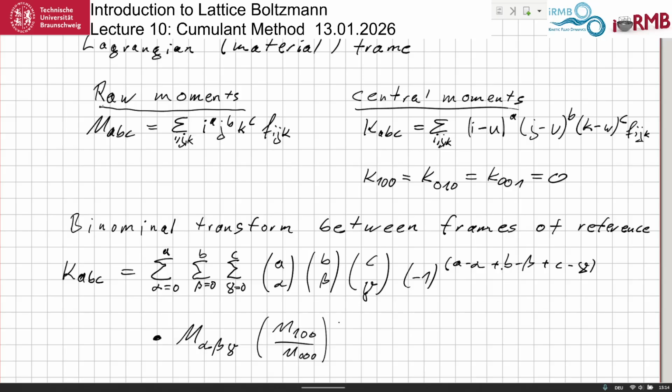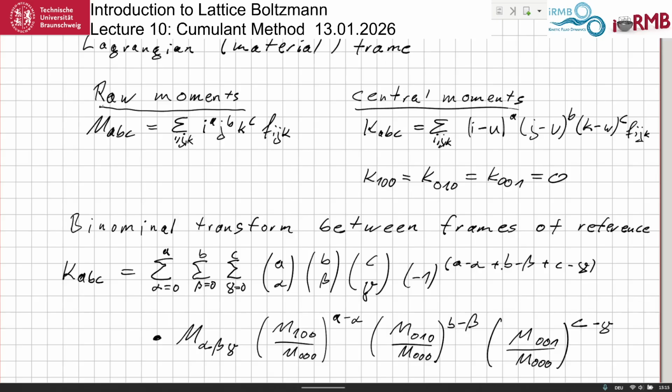And this to the power of A minus alpha, then M010 divided by M000, this is the velocity in y direction, to the power of B minus beta, and M001 divided by M000, and this to the power of C minus gamma.